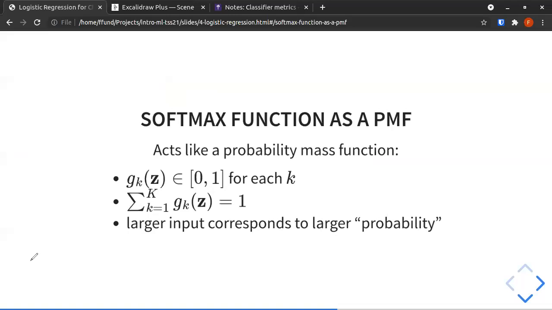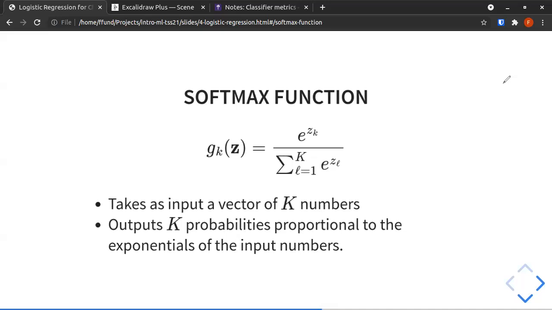Okay, so the softmax function kind of acts like a probability mass function. It has some nice properties. It's in the range 0 to 1 for every individual k. And also the sum of g sub k for all k values will be equal to 1. And it also has a property that a large input, so if z sub k is large for a particular k, then g sub k will be larger.